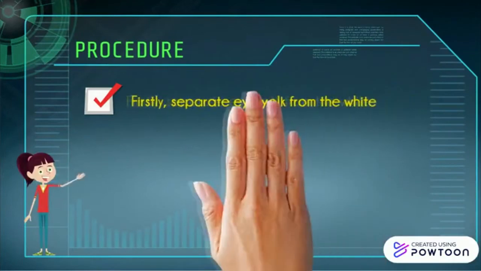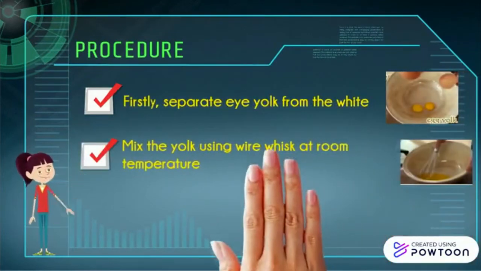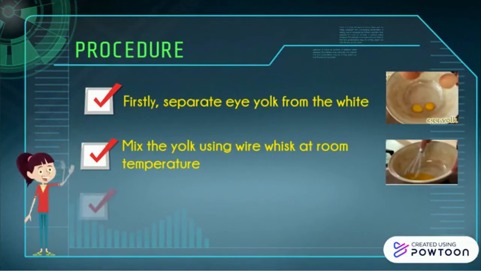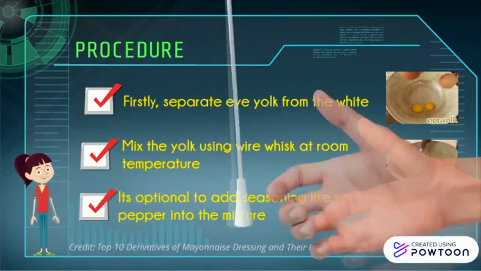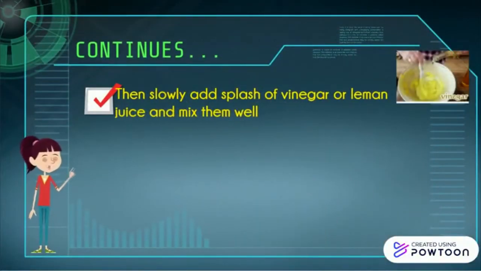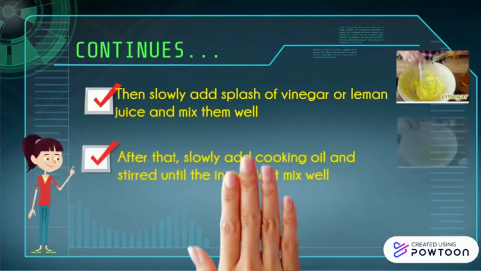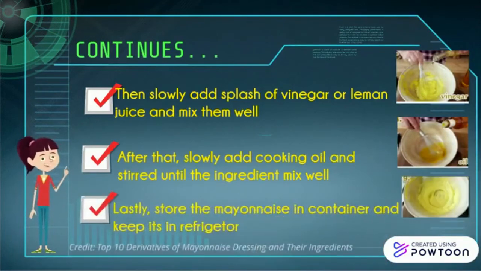Procedure: firstly, separate the egg yolks from the white. Mix the yolk using a wire whisk and bowl at room temperature. It's optional to add seasoning like salt or pepper to the mixture. Then slowly add a splash of lemon juice or vinegar and mix them well. After that, slowly add the cooking oil and stir until the ingredients are mixed well. Lastly, store the mayonnaise in a container and keep it in the refrigerator.